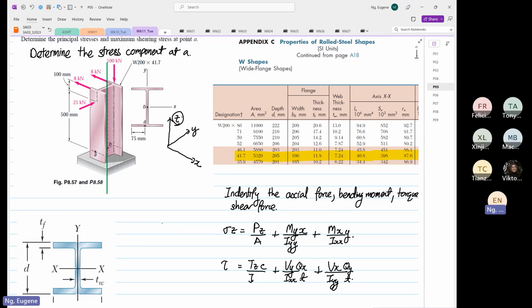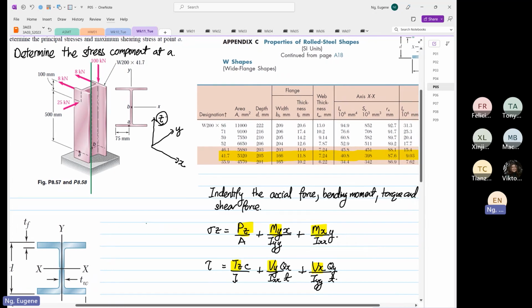So the first thing we have to find is our Mz, My, Mx, Tx, Tz, Vy, Vz. Okay, so first thing we're going to do, we are going to identify these forces, the magnitude of these moments, axial load, torque, Vy and Vz. Good news is we know what our Ixx, Iyy are, right? We know what our area is. So let's write what we know also.